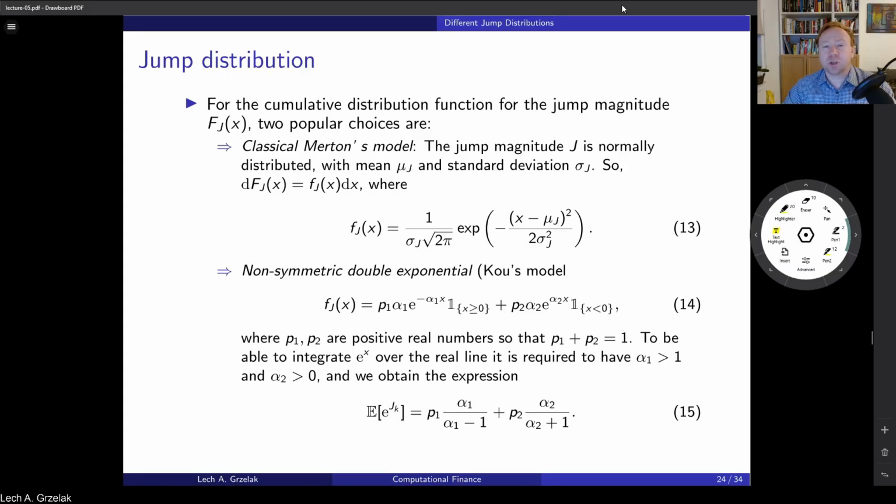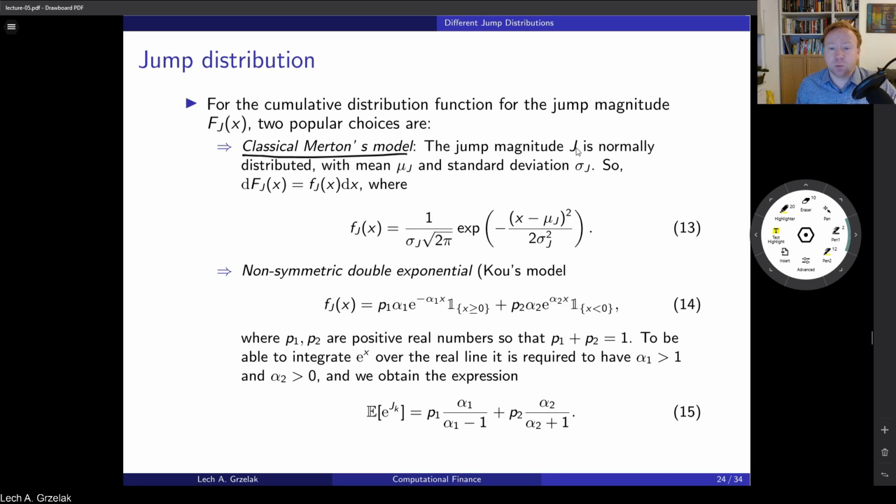The specification of a jump magnitude J is essentially up to you. You can decide which process or which distribution is the most suitable for your purpose. However, there are two common approaches. The first one is the classical Merton model, which says that the magnitude of a jump J should just follow a normal distribution. And this is typically enough.